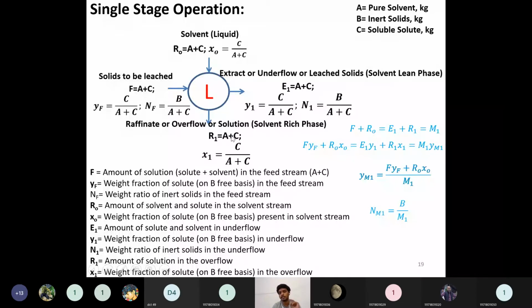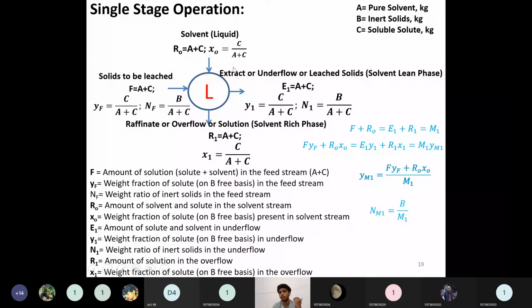What happens in the non-ideal case of industrial operation? Some part of the solids can also end up in this stream, some part of the solute can also end up in this one, and some part of the inert solids can also end up in this one.